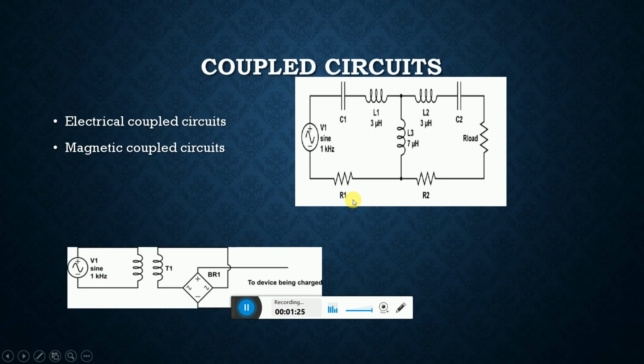Magnetic coupled circuits are those where the two inductors are not physically connected, but due to magnetic flux change, the two inductors are coupled. When the source is applied, the current passes through the inductor L1, which produces flux, and this affects the second inductor, which may produce an opposing EMF flowing in the opposite direction. This is called a magnetic coupled circuit.